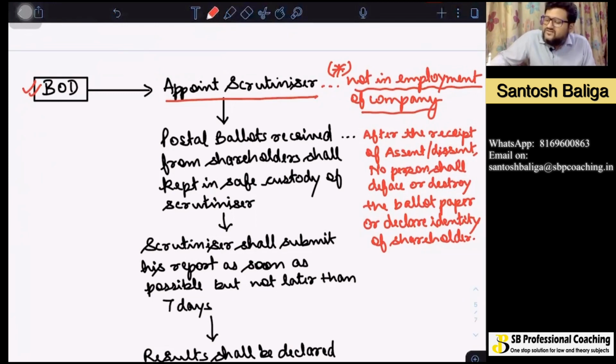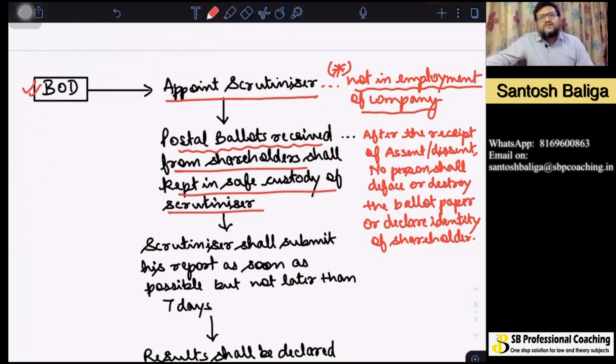Now, once the postal ballots are received from the shareholders, they shall be kept in the safe custody of the scrutinizer. The scrutinizer shall maintain the postal ballots received by him. He shall maintain the registers of assents and dissents, shareholders' details, number of shares of the shareholder, folio number of the shareholder, and all these documents shall be in the safe custody of the scrutinizer.